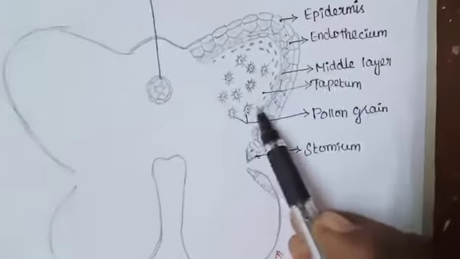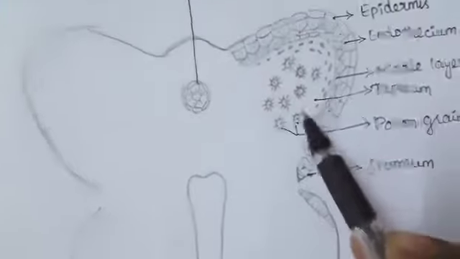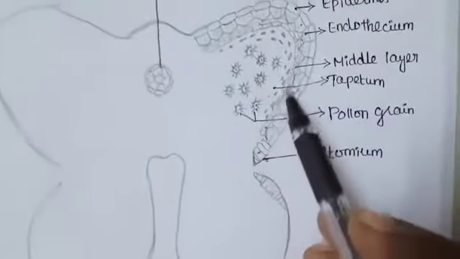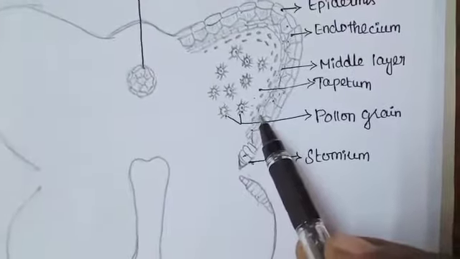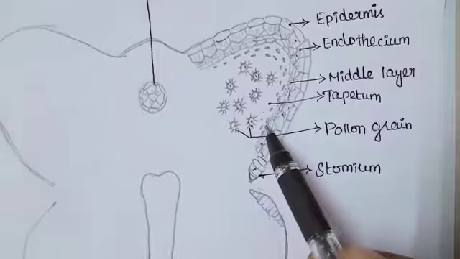Next is the sporopollenin and pollen kit. These are minute spherical body-like structures made up of the anther wall. Tapetum also controls the fertility or sterility of the microspores or pollen grains.